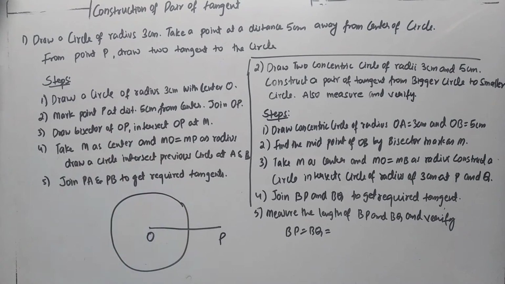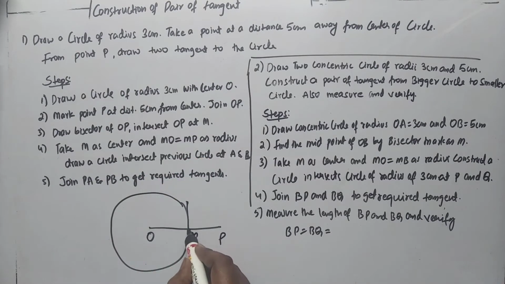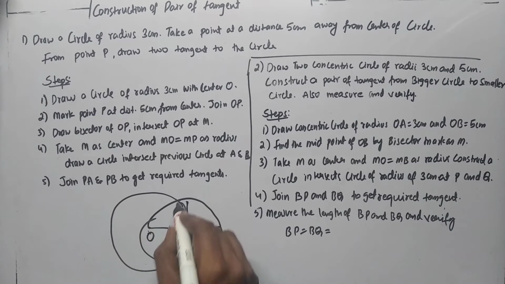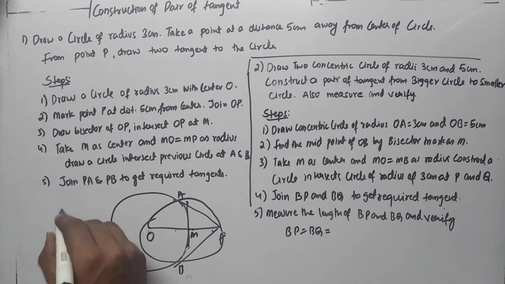Next, draw the bisector of OP, intersecting OP at a point M. Then take M as center and MO or MP as radius, and draw a circle. This new circle will intersect the previous circle at 2 points, A and B. Next, join PA and PB. This is what I have explained roughly.